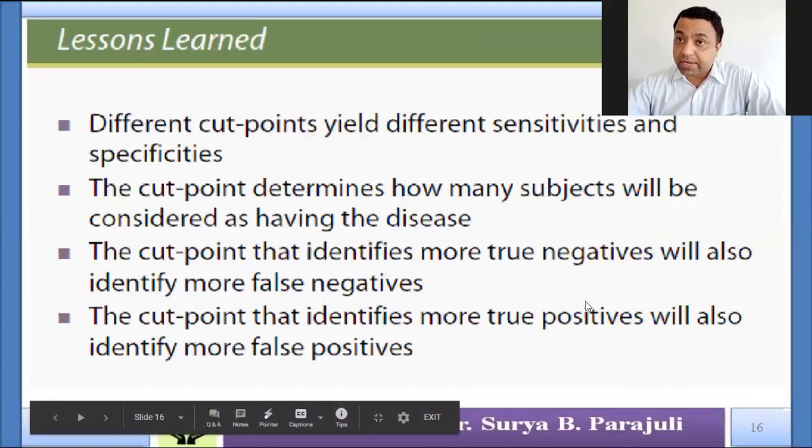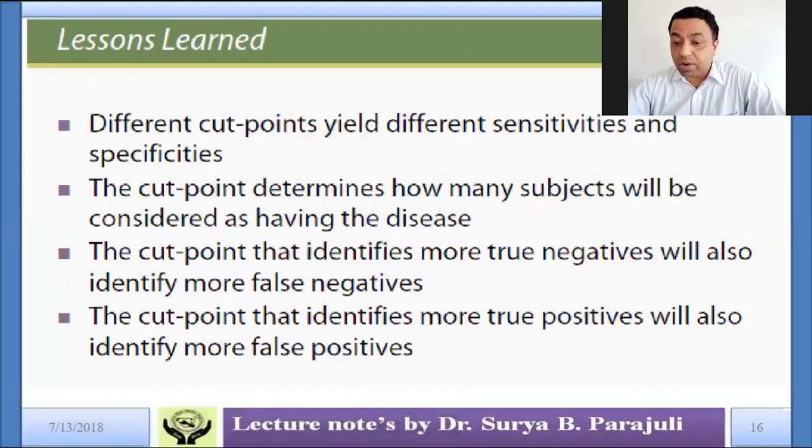Lesson learned: different cutoff points, different sensitivities and specificities. The cutoff point determines how many subjects will be considered as having the disease. The cutoff that identifies more true negatives will also identify more false negatives. Please, these statements are like your MCQs. Try to visualize and recall them again and again through the previous slides of this class. The cutoff point that identifies more true positives will also identify more false positives. So let me go to the next slide.